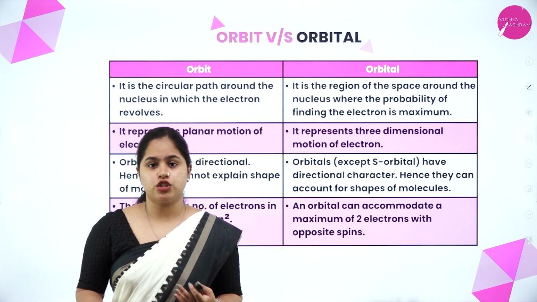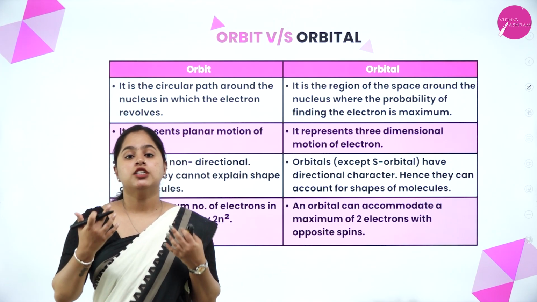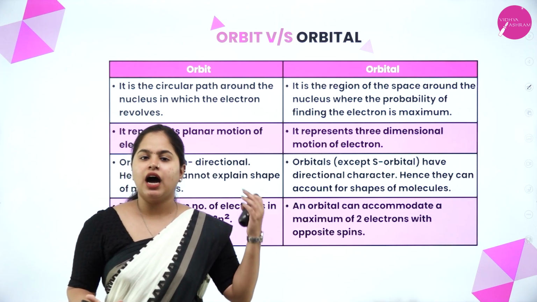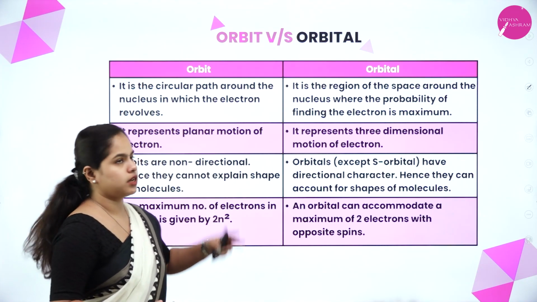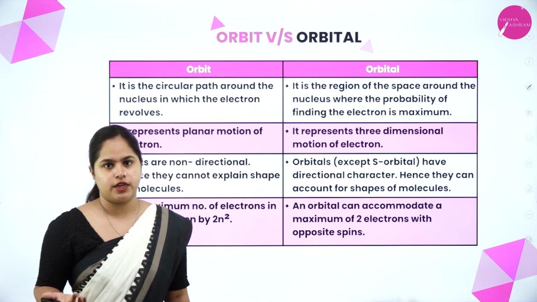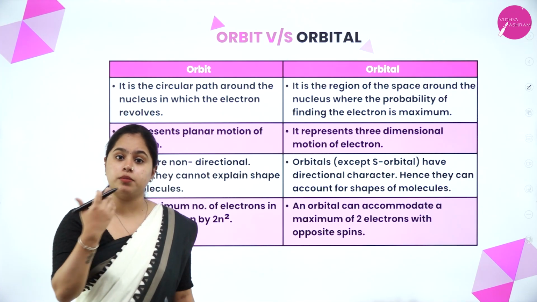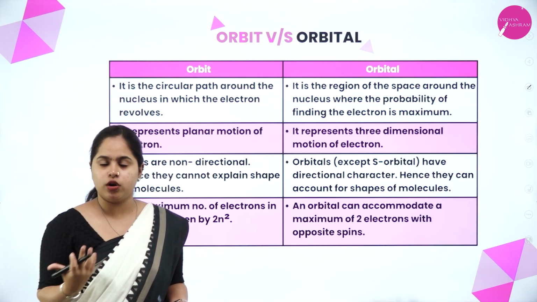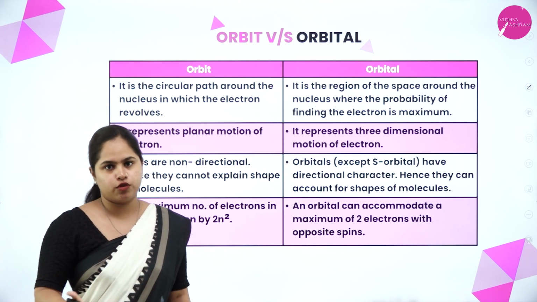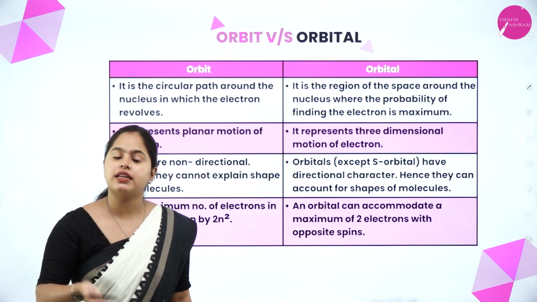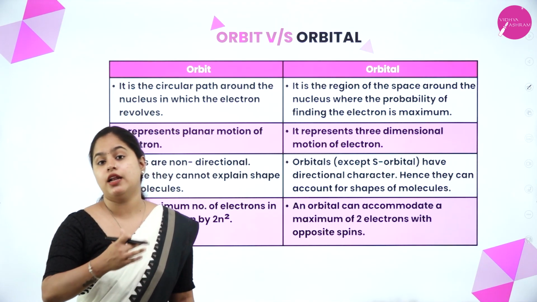So before moving on to studying about the shapes of different orbitals, I have been using these 2 terms, right? Orbit and orbital frequently. So what exactly is the difference between this orbit and orbital? Or are they the same? Orbit and orbital, are they the same? No, of course they are not the same. So what exactly is the difference between orbit and orbital?